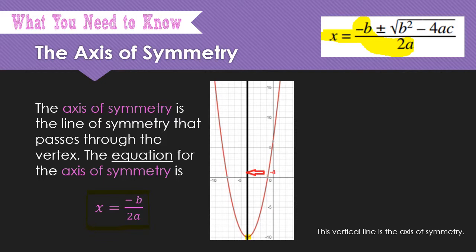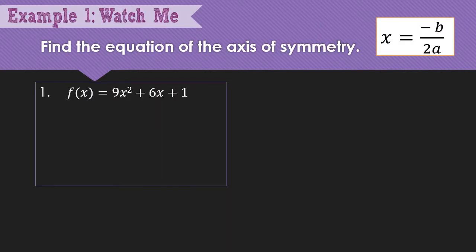So let's look at, if I'm given a function, f of x equals 9x squared plus 6x plus 1, I'm going to apply what I know about my quadratic function and plug in my values for a and b. So I'm going to go ahead and define my coefficients. So a is 9, b is 6, and c is 1. I'm going to plug that in to my formula for the axis of symmetry.